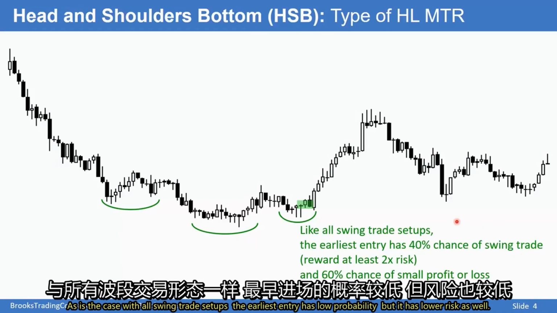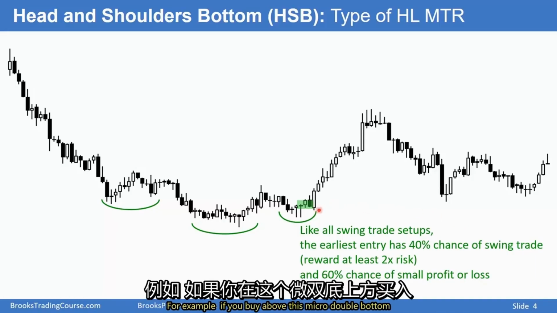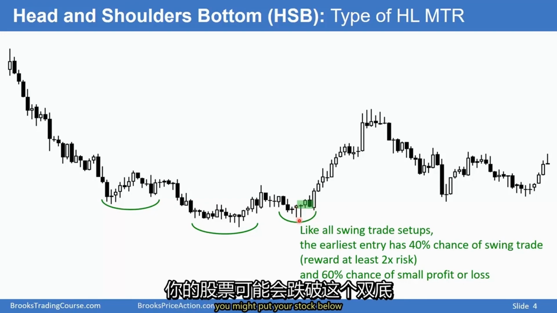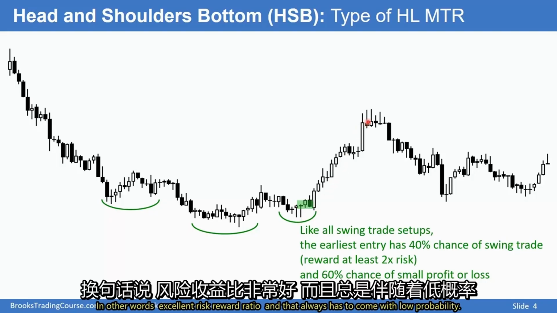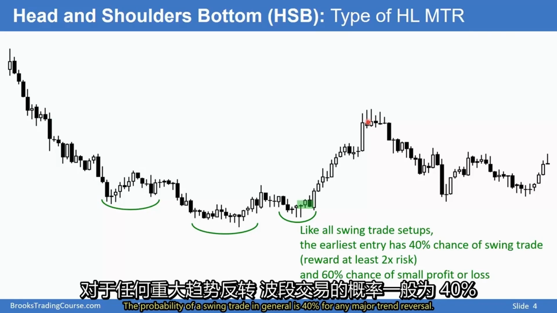As is the case with all swing trade setups, the earliest entry has low probability, but it has lower risk as well. For example, if you buy above this micro double bottom, you might put your stop below. So your risk is small and the potential reward is very big. In other words, excellent risk reward ratio. And that always has to come with low probability. The probability of a swing trade in general is 40% for any major trend reversal.